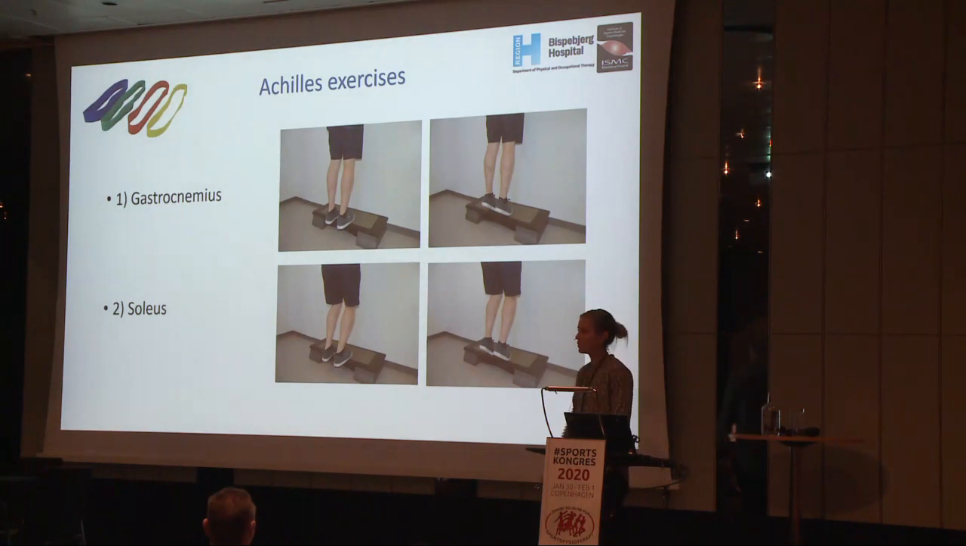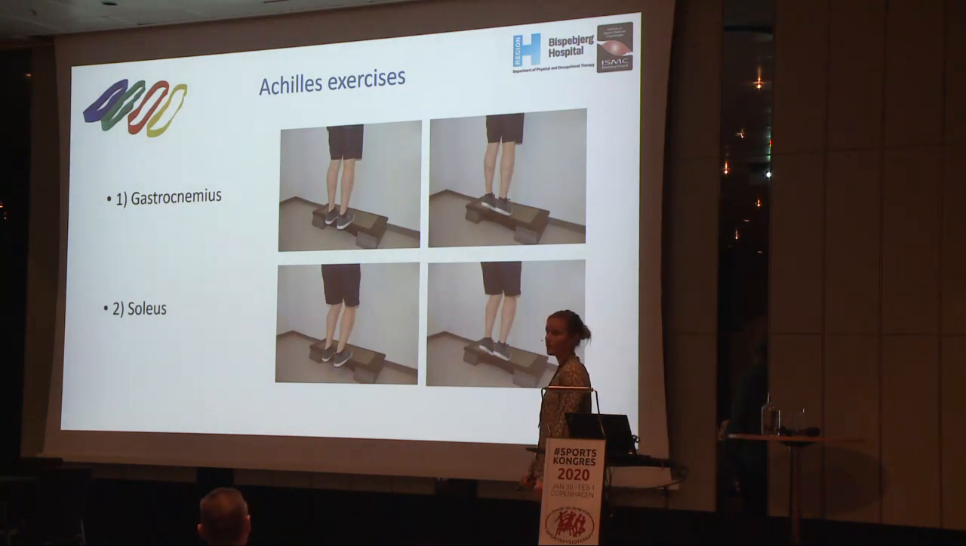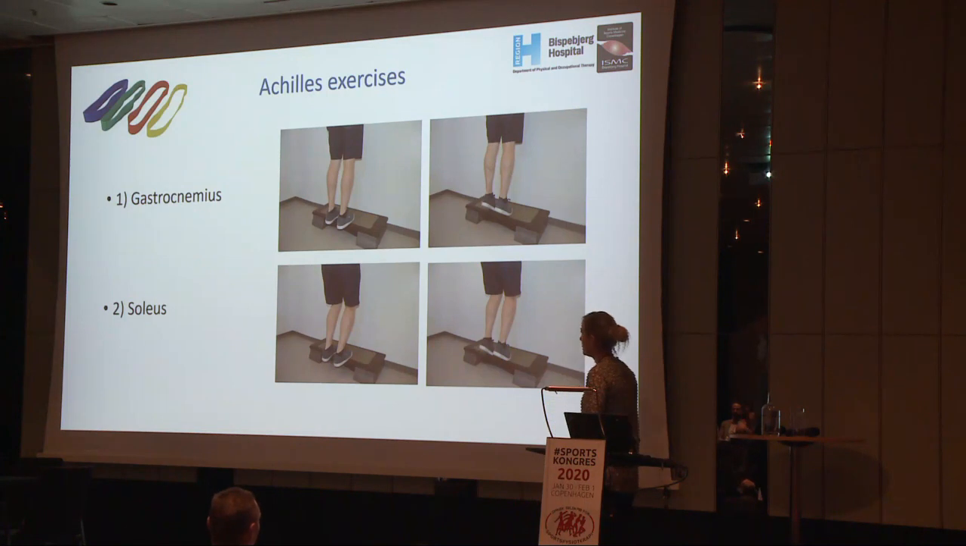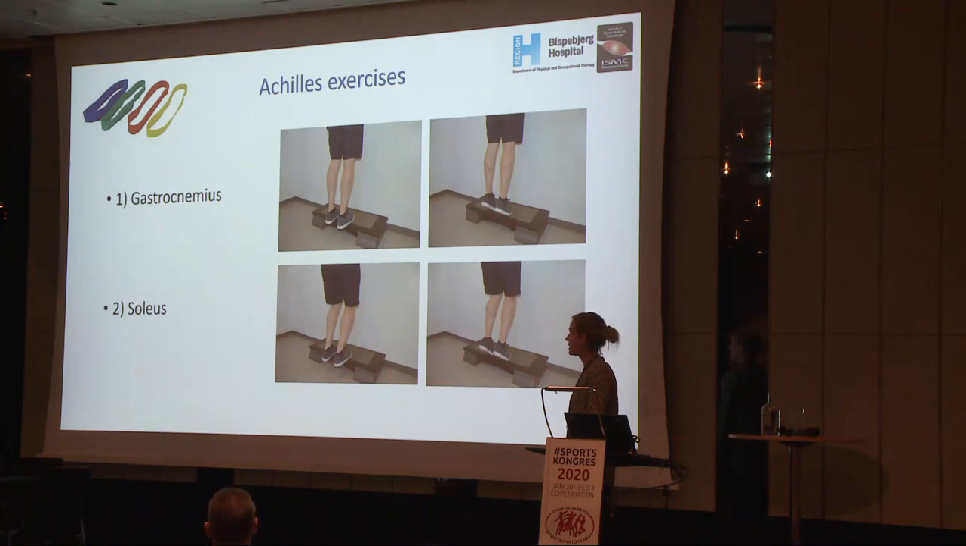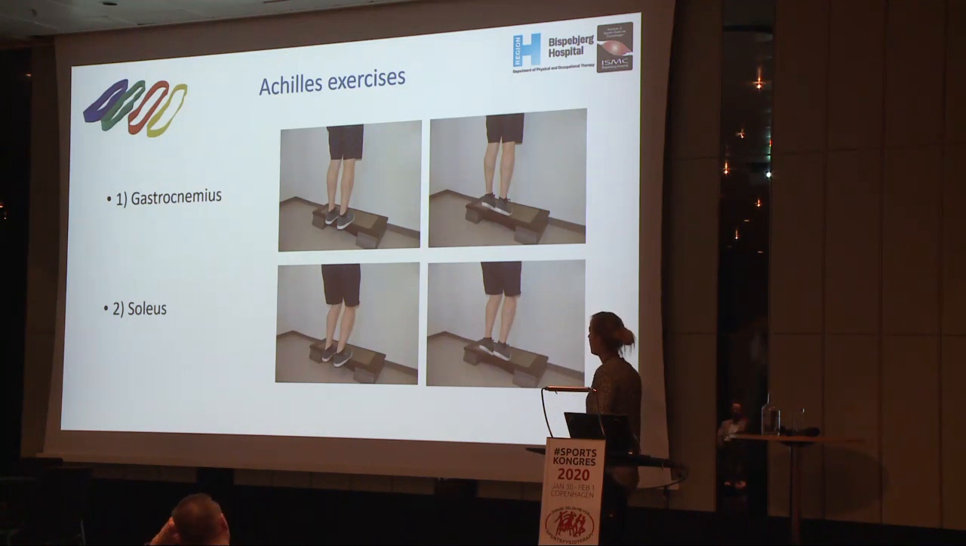Since they should be able to perform the exercises at home, we ended up with these 2 exercises. We instructed them to do modified heavy slow resistance training, and the way they could adjust the load was by performing the exercises standing on 2 legs, standing on 1 leg, or by putting some load in a backpack. To target the gastrocnemius, we used the first exercise, and to target the soleus, we used the second, with bent knees.